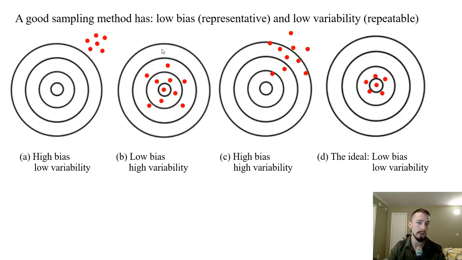All right, so a good sampling method has low bias, meaning it's representative. The sample is representative of the actual population, meaning it's close to the target, right? And low variability, which means it's repeatable. So it's precise and it's also accurate. Whether or not it's precise is the variability, and the accuracy is how close it is to the center of the target, which would be if it's representative.